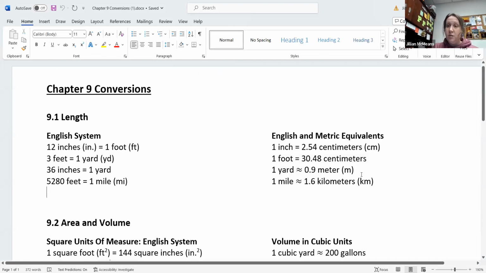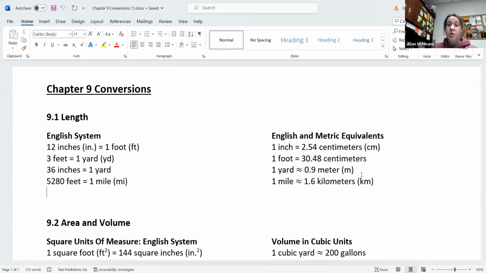You will have a conversion sheet with you for any kind of assessment, but you do need to know where to look on your conversion sheet. So again, we're looking at going between English and metric. Okay, so let's look at a few examples.